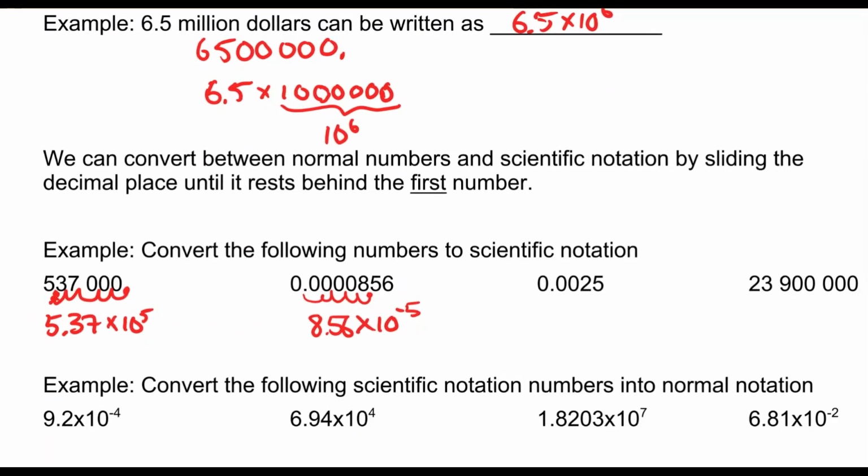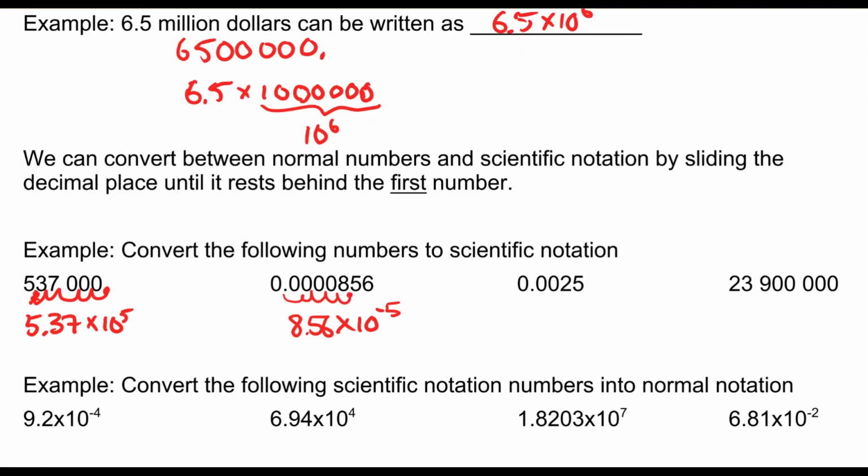Here, this value, 0.0025, is less than 1, so it's going to be times 10 to the negative something. 1, 2, 3. So it's going to be 2.5 times 10 to the negative 3.